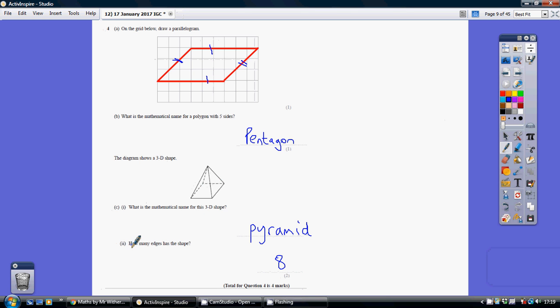And part two, how many edges has this shape? Well, just count out, just imagine you're feeling the edges. You've got four along the square on the bottom, and then these four diagonals going up to the top. So four and four is eight.